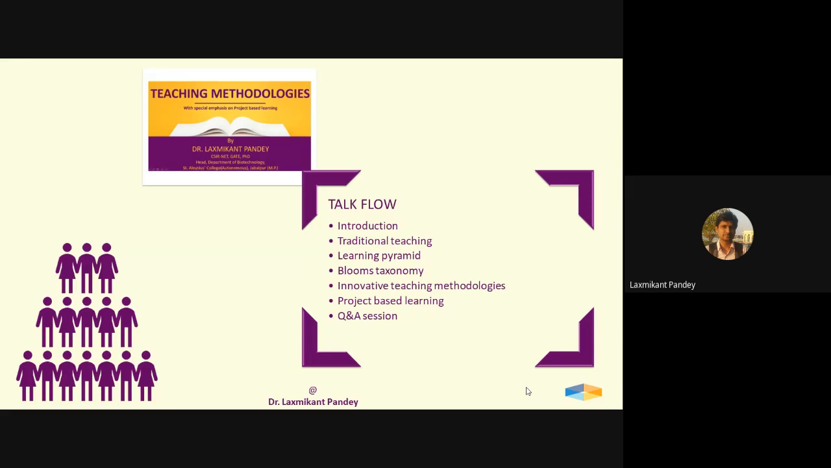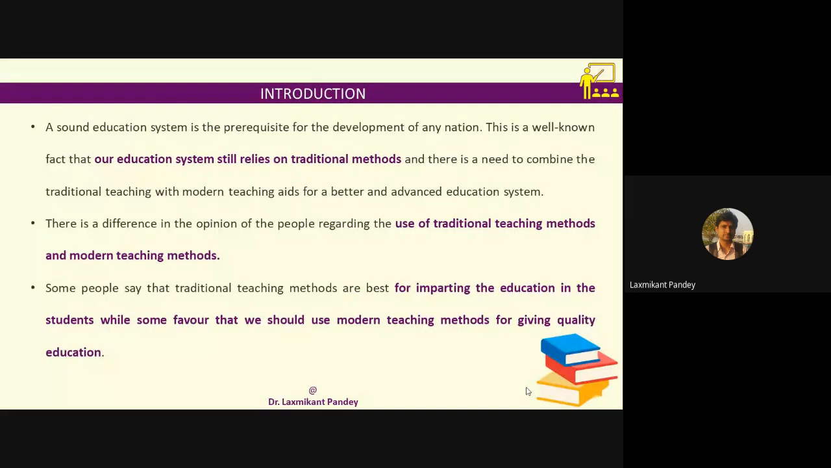Then I'm going to discuss the learning pyramid, then Bloom's taxonomy, then a few important innovations in teaching methodologies. After that, I'm going to give you detailed information about the PBL methodology, which is called project-based learning. So first of all, the introduction.